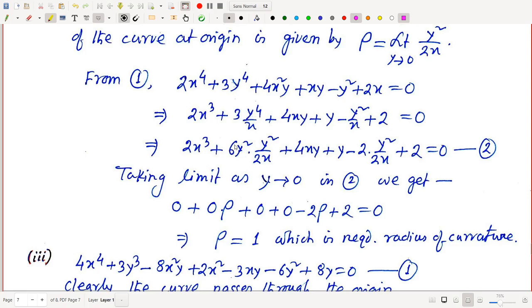3y to the power 4. I have written 6y square into y square by 2x. If we simplify, we shall get 3y to the power 4 by x. Okay. Then 4xy. Okay. Then y square by 2x. We have written y square by 2x into 2.